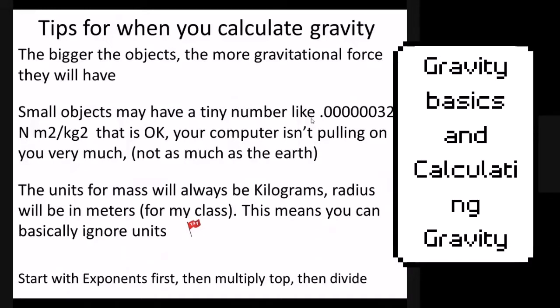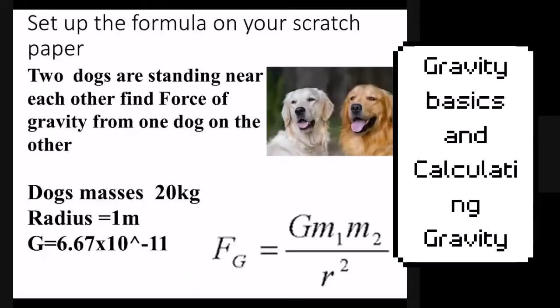It's a very, very small gravitational force, not as much as the Earth. So right now, you're only really feeling the Earth, not a tiny computer near you or your desk or the floor or something like that. Units for mass are kilograms, and the units for distance are meters. They'll always be presented that way, so you don't need to convert. That's good. And when calculating the formula, I always recommend do the exponents, PEMDAS, then multiply the top, and then divide by the bottom. Now, here's our first example.